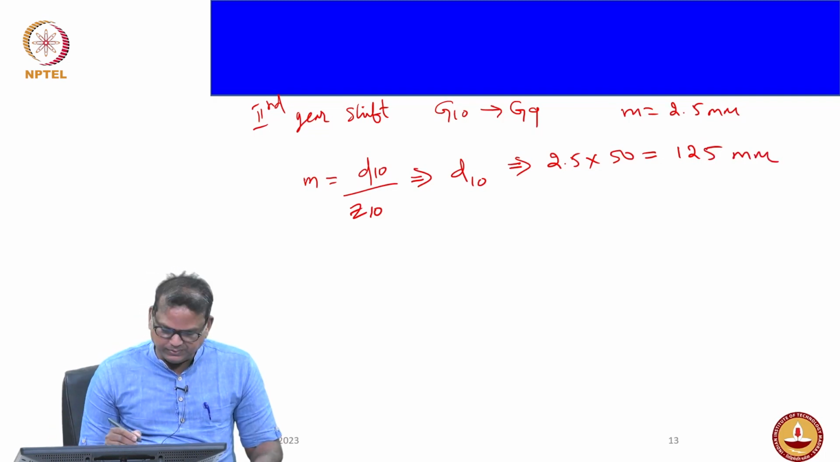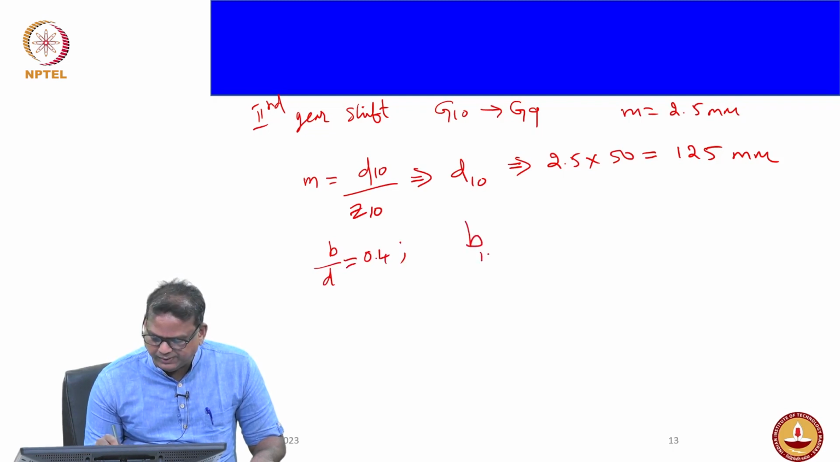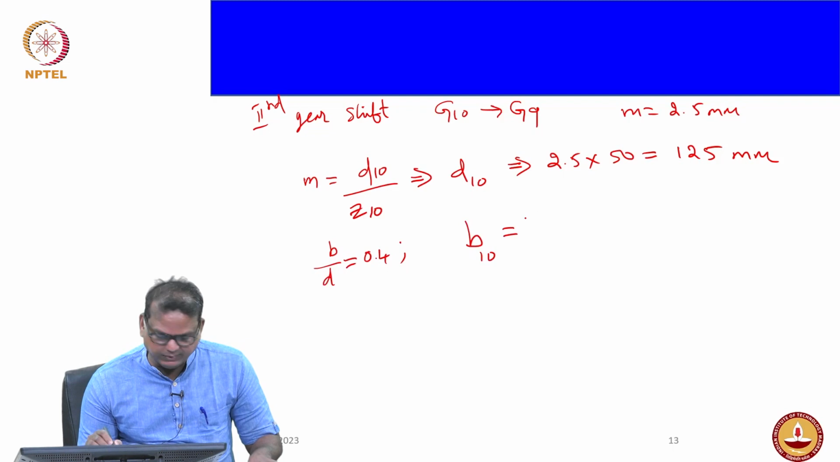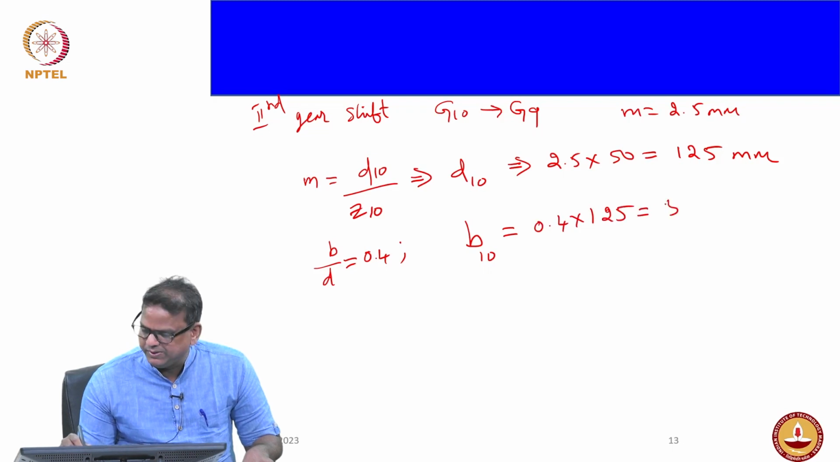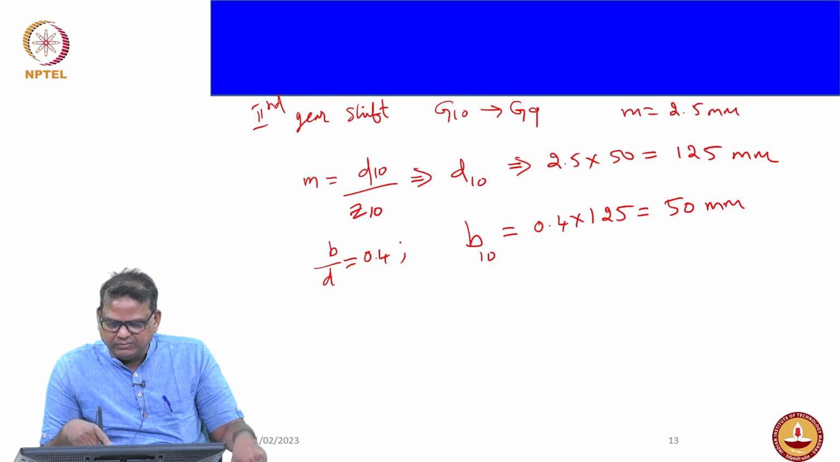Then the B by D ratio we have chosen is 0.4. In that case B10, for gear 10, with D equal to 125, which we already know, gives 50 millimeters. Look at the difference. Earlier we had 75 for gear 12, the face width. Now for gear 10, the face width is reduced to 50 mm.